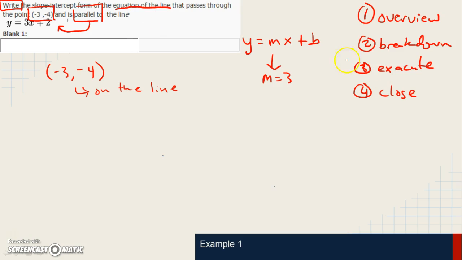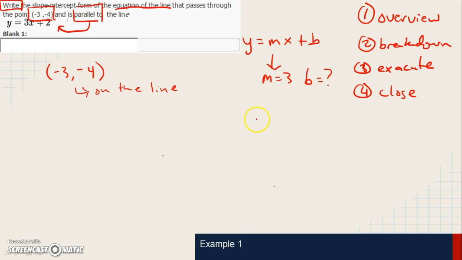Well, does it tell us what our y-intercept is? Because that's the other part of this model that we need. It doesn't say anything about where the line crosses, and the coordinate point that it gives us does not have 0 for x, so it doesn't give us the y-intercept. So we're going to have to actually find what b is. And how can we find what b is? We're starting to transition into the third part, which is to execute the plan.